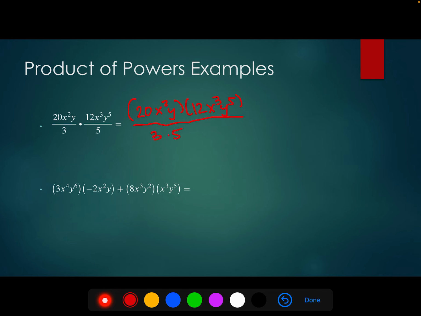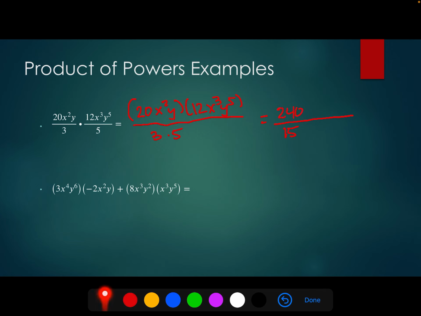And now we can go ahead and simplify. Well, we know 3 times 5, that's 15, so we'll have 15 in our denominator. And now we just go ahead and multiply our two binomials together. Right? So we look at the coefficients, 20 and 12. Well, 20 times 12, that gives us 240.